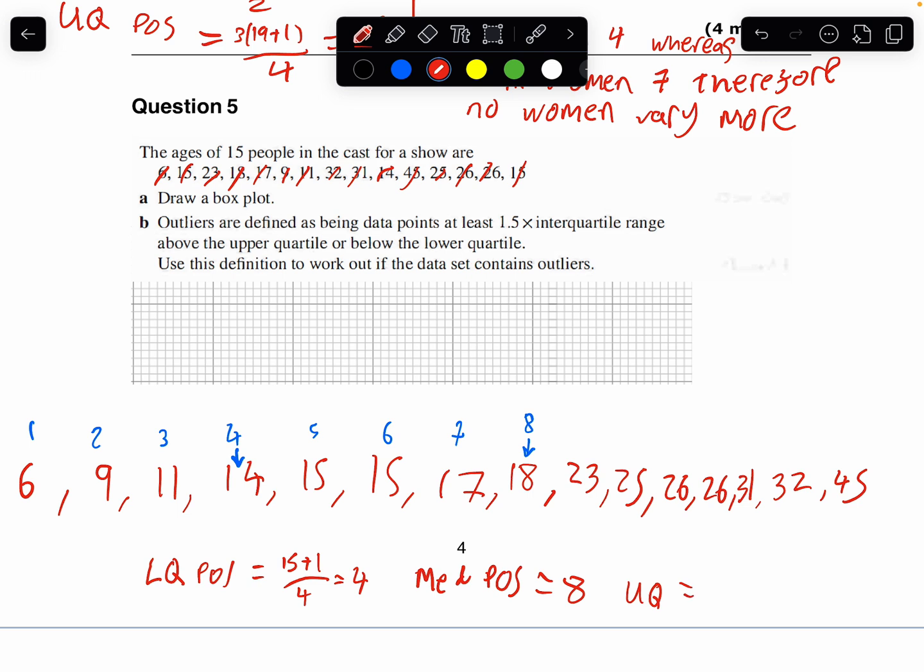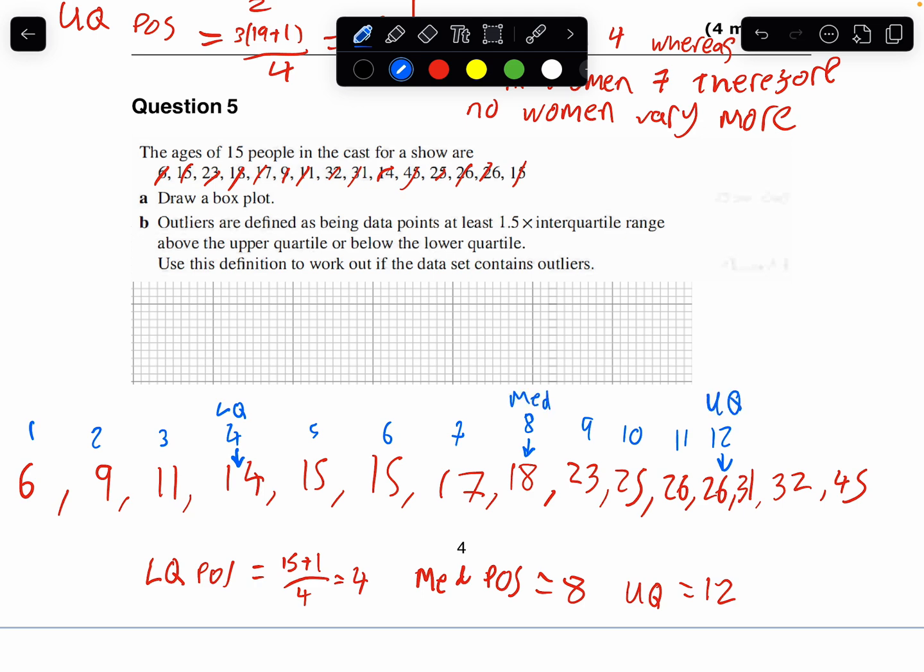And my upper quartile is going to be the 12th. If it goes 4, 8, obviously it's just doing the 4 times tables, the next one's going to be 12, so let's count to 12. 9, 10, 11, 12. So my upper quartile was 36. Let's just note this down: lower quartile, median, and upper quartile.